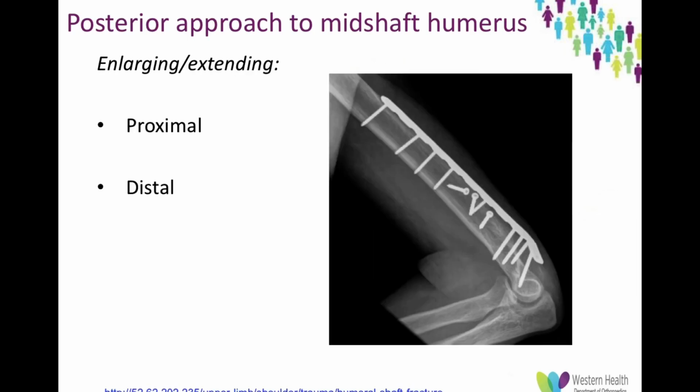So in terms of enlarging or extending this approach, proximally, bone actually can't be adequately accessed above the spiral groove from a posterior approach, and that requires an anterior incision, and that's why it's important to decide on your approach depending on your x-ray and the location of your fracture. Distally, interestingly, this can be extended over the olecranon and provide access for an olecranon osteotomy to look at the articular surface and address any concerns with the elbow joint.